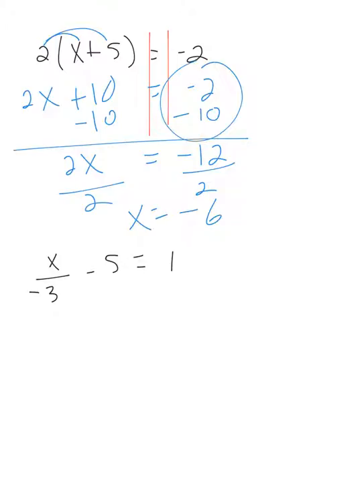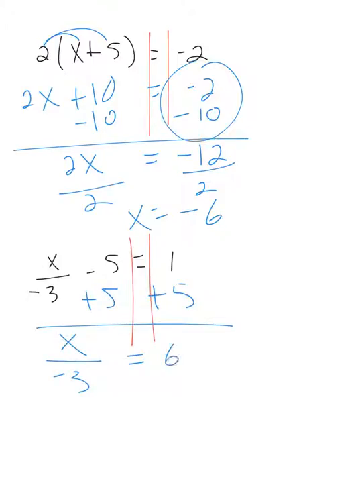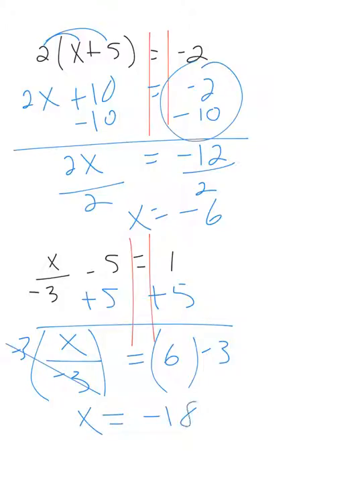Next problem. X divided by negative 3 minus 5 equals 1. So we are going to add 5 to both sides. X divided by negative 3 equals 6. Be careful, you want to multiply by negative 3. Don't forget that negative. X equals negative 18.